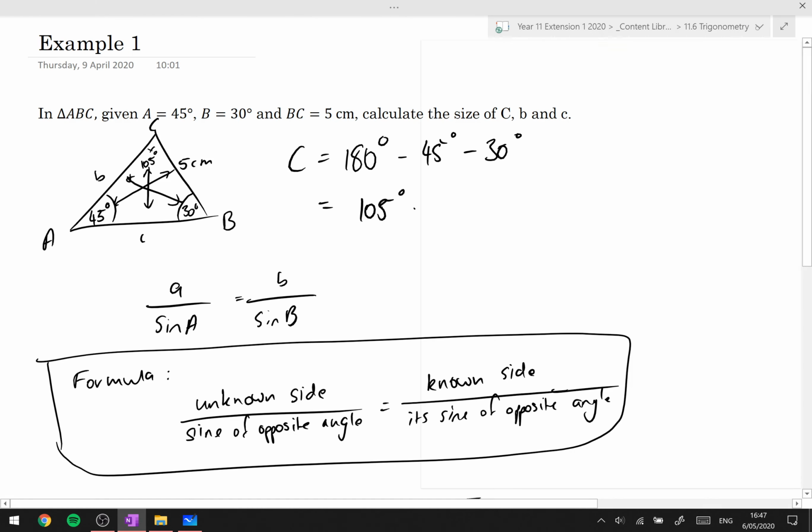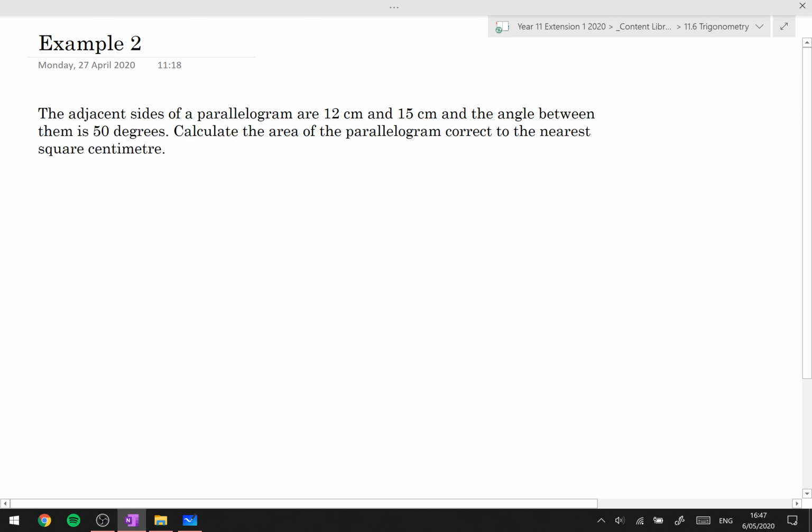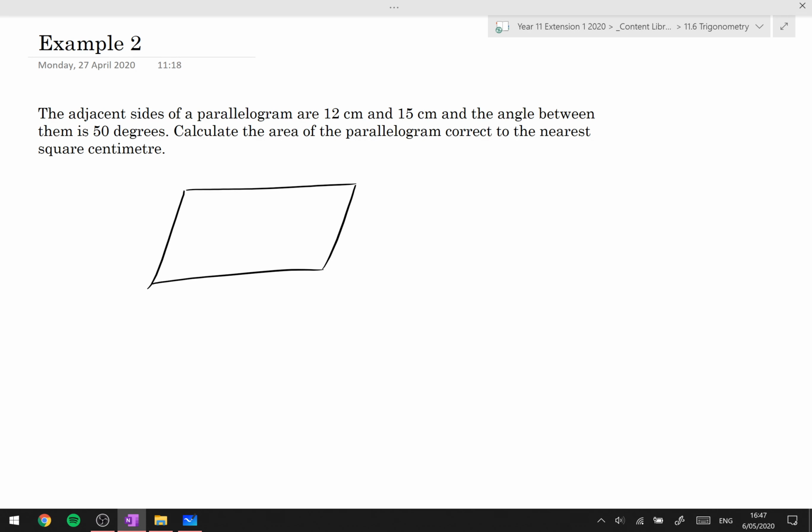So let's have a look at it being applied in a question. The sides of a parallelogram are 12 centimeters and 15 centimeters, and the angle between them is 50 degrees. Calculate the area of the parallelogram correct to the nearest square centimeter. Okay, so nice and easy. Let's start by drawing a parallelogram. So you might remember a parallelogram looks something like this. Okay, and what we know about this is that its two adjacent lengths are 15 centimeters and 12 centimeters, and that the angle in between is 50 degrees.